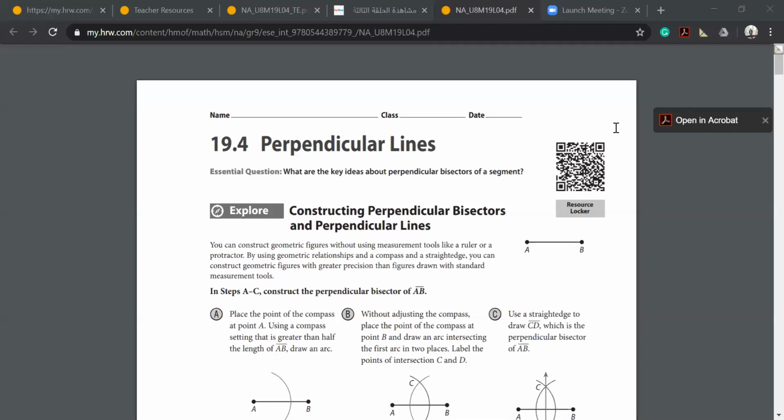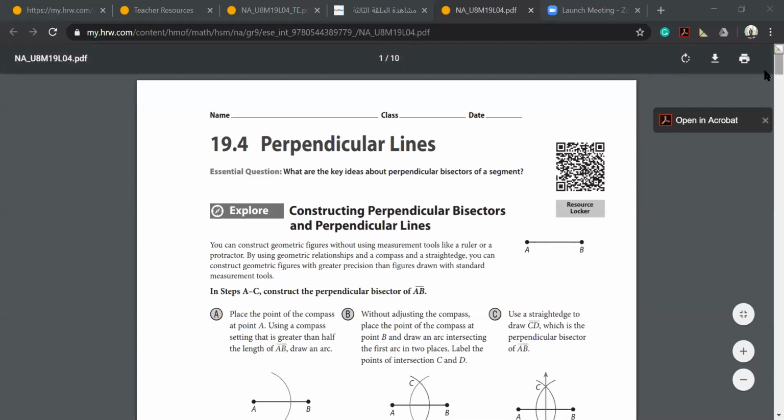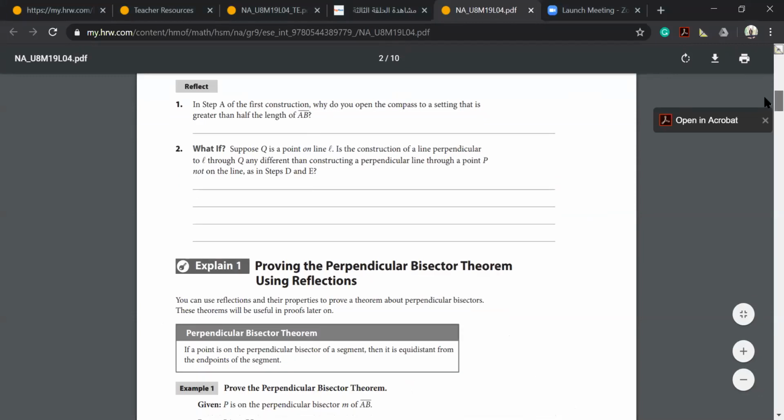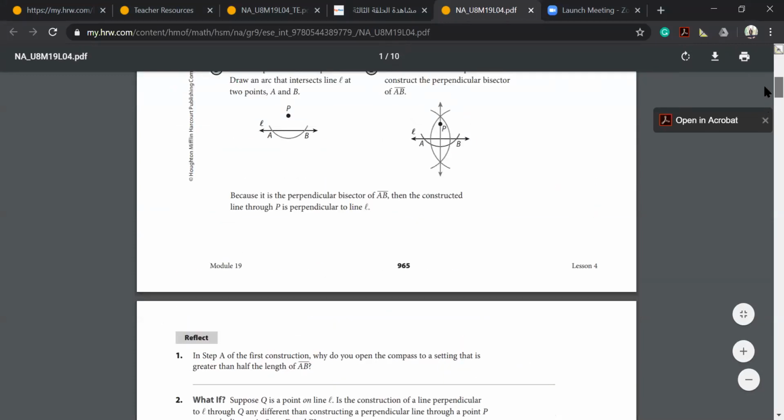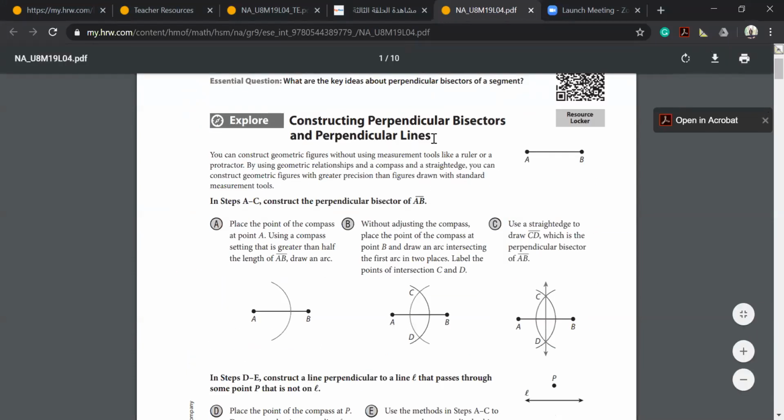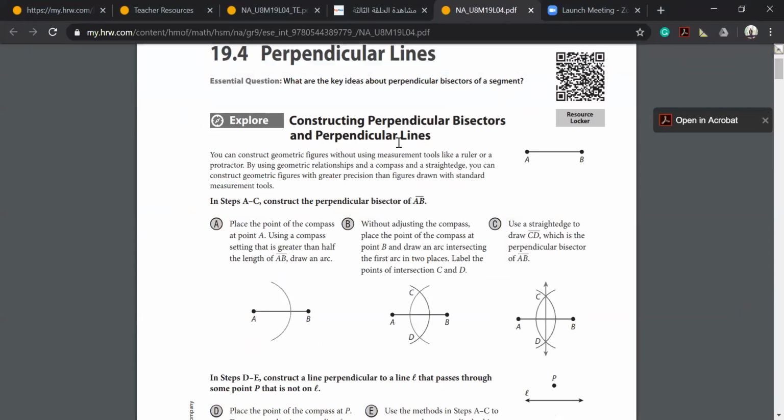Okay, girls, to continue our previous work in period 2, we are going to be continuing the lesson of 19.4, perpendicular lines. As we begin talking about perpendicular lines, we said that perpendicular lines are two lines that intersect at a certain point, and at this point they will be 90 degrees. And then in the first period, we took how to construct a perpendicular bisector using the compass and a ruler, if you remember.